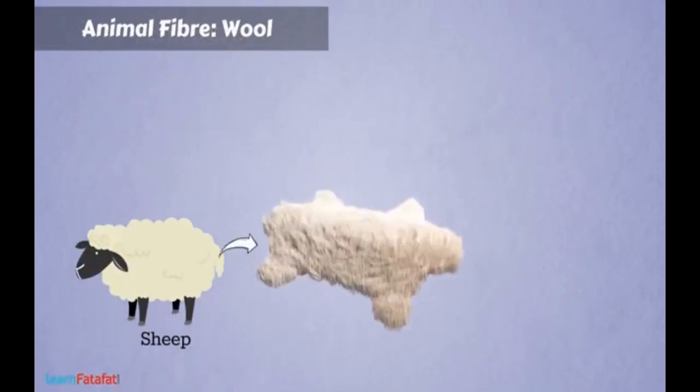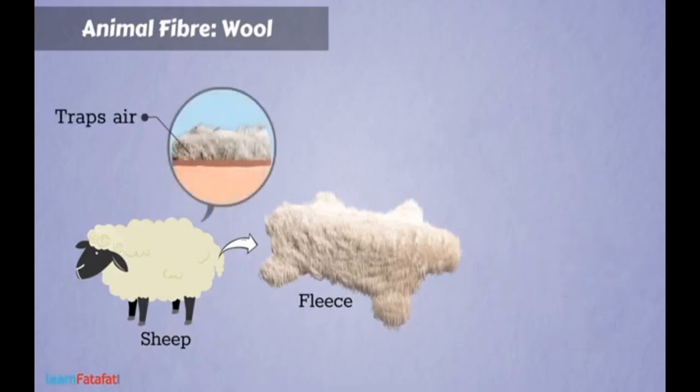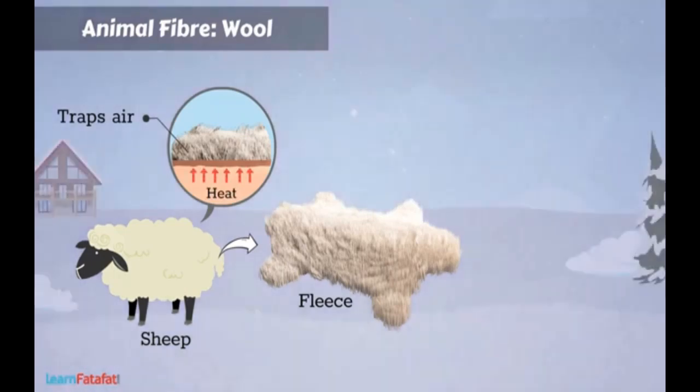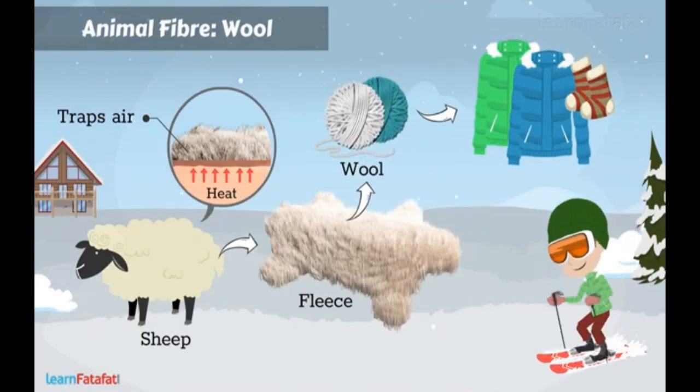Some animals such as sheep have thick coat of hairy fibers on their body. It is called fleece. The question is, why do they have such a thick coat of hairs? Reason is simple. Fleece traps air. Since air is bad conductor of heat, therefore, heat does not pass from animal body into surrounding environment. This helps to keep their body warm. We obtain wool from fleece of sheep. The clothes made of wool keep us warm.